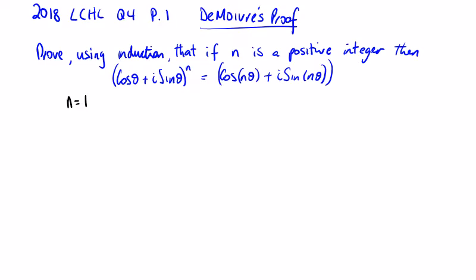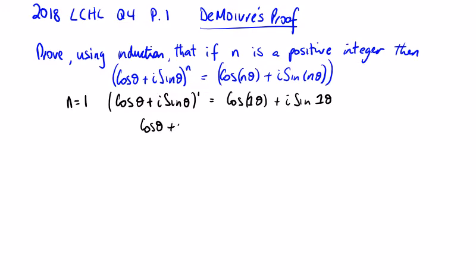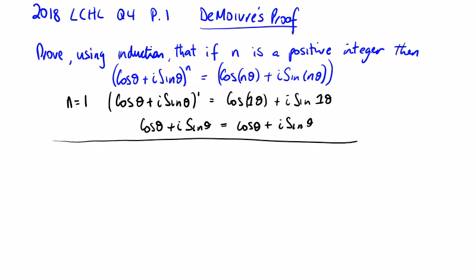When n is equal to 1, we have (cos theta plus i sine theta) to the power of 1. Is that equal to cos of 1 theta plus i sine 1 theta? Of course it is. So we just write cos theta plus i sine theta equals cos theta plus i sine theta. We assume true for n is equal to k.